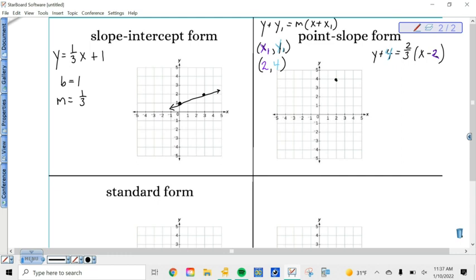And then what's my slope here? 2 over 3. So I need to go up 2 over 3. What can I do if it goes off the grid? I can use an arrow, or I can go back down the other way. I can go down 2 over 3. And there's my line. We okay so far?